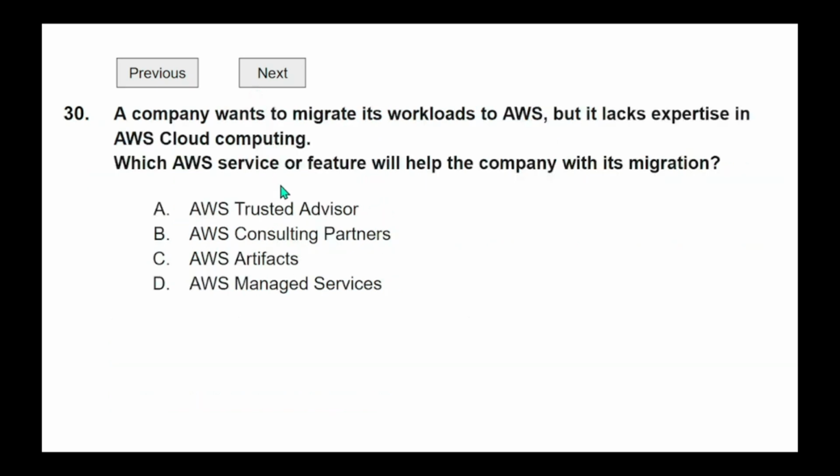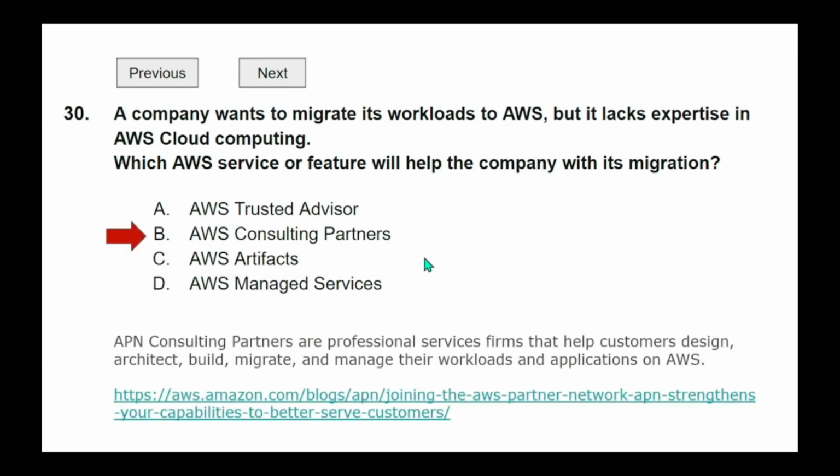Question 30. A company wants to migrate its workloads to AWS, but it lacks expertise in AWS computing. Which AWS service or feature will help the company with its migration? Option A. AWS Trusted Advisor. Option B. AWS Consulting Partners. Option C. AWS Artifact. Option D. AWS Managed Services. AWS Consulting Partners are professional service firms that help customers design, architect, build, migrate, and manage their workloads and applications on AWS.